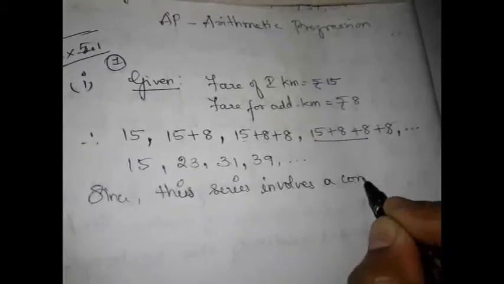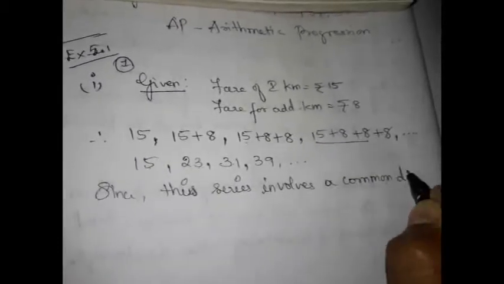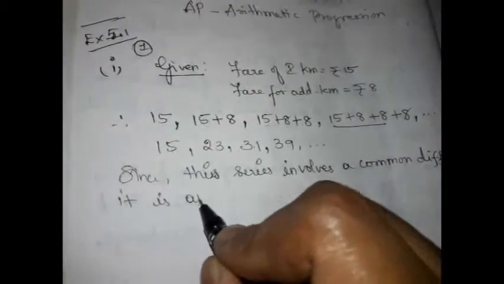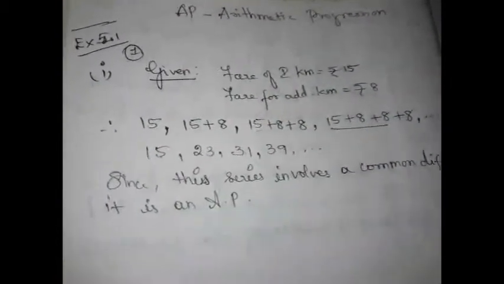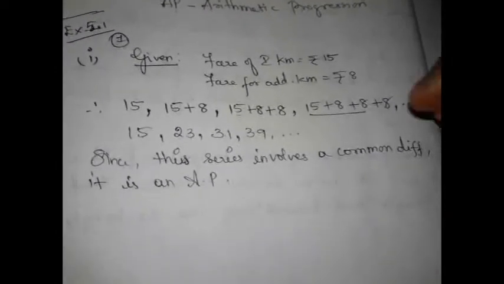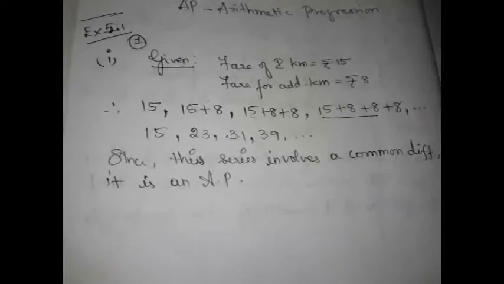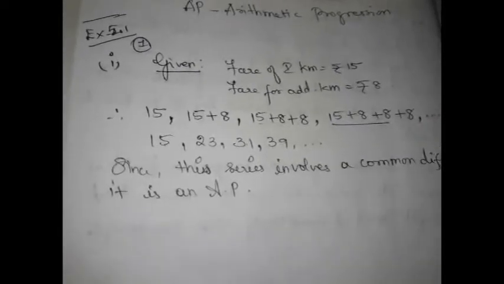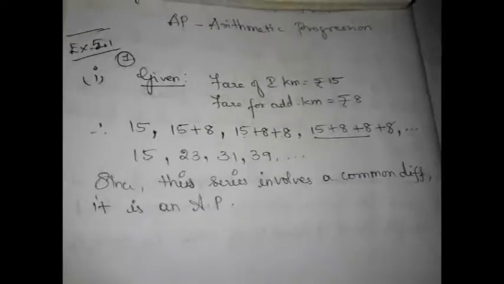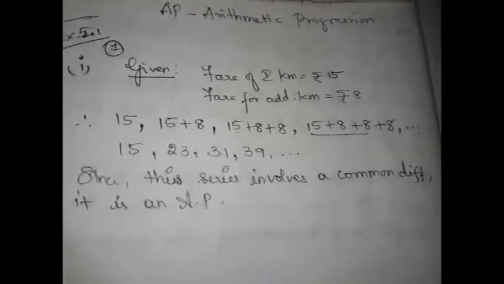Therefore, since this series involves a common difference, it is an AP. It is an AP, right? Hope you understood. Convert the given situation in terms of numbers and check whether they follow a common difference. If they follow a common difference, it is called an AP, right? Now let us see the next question.